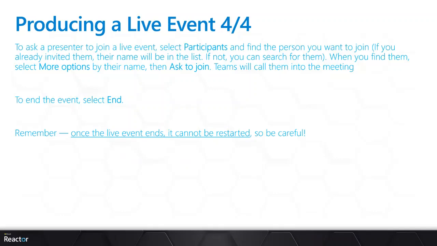So to ask a presenter to join a live event, if they're in the list, you can invite them straight away, and it will show you the participants that they've already been invited, and by asking them to join, it's sending them a notification to say, by the way, you're meant to be in this live event. Can you join now, please? If they're not in the list, then you can search for them and locate them and go, oh yeah, actually I forgot to put so and so on the list. They need to be in this live event. I'll quickly add them. Search for their name, click join, ask to join, and they will get the event.